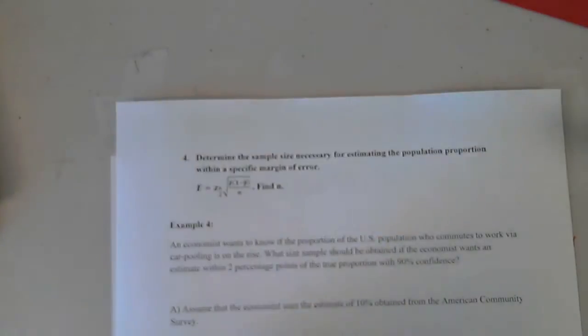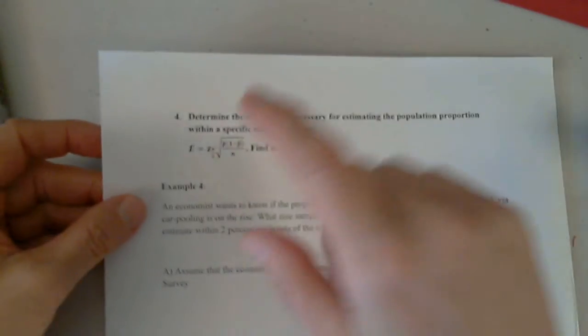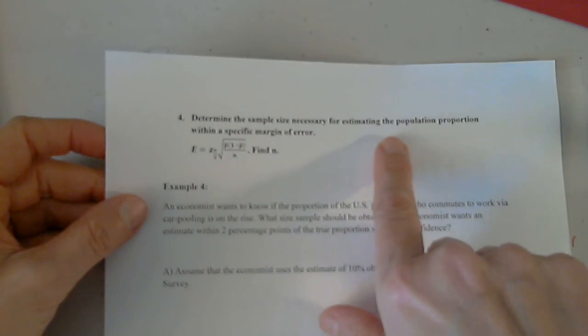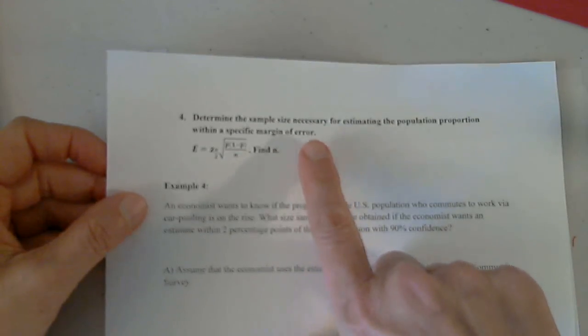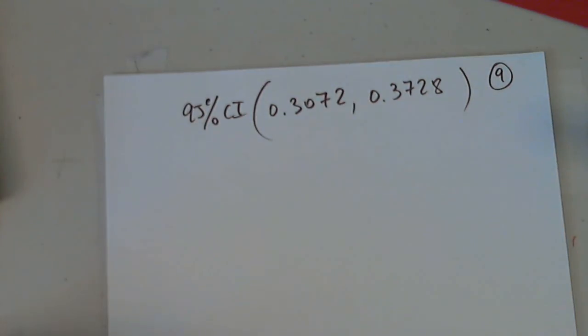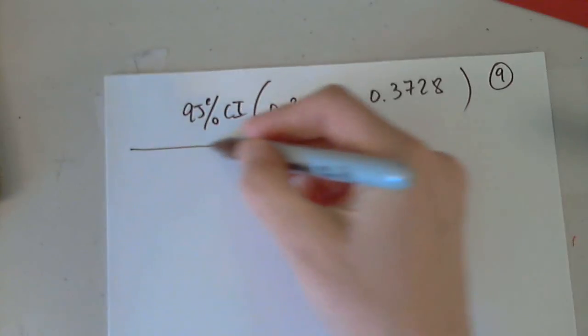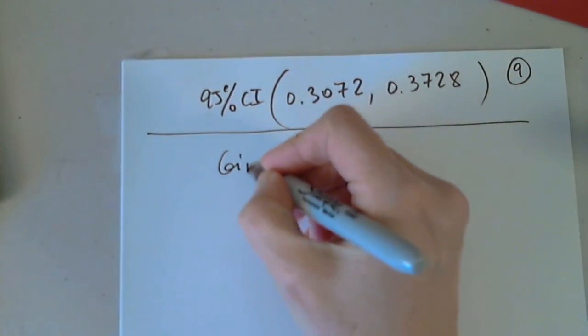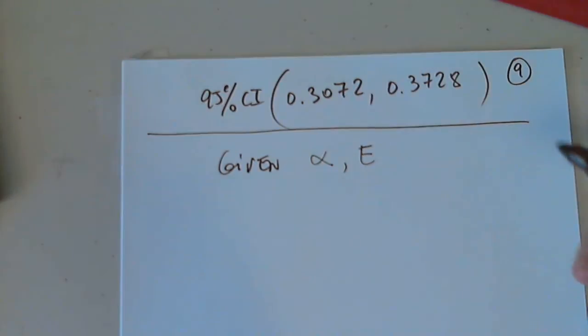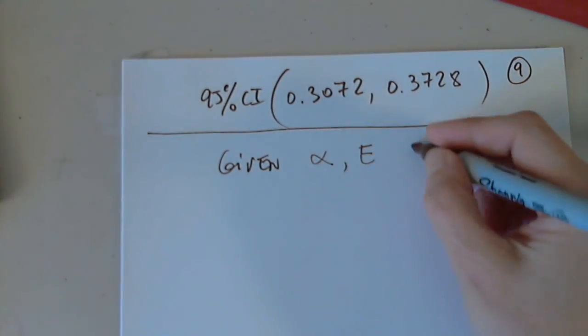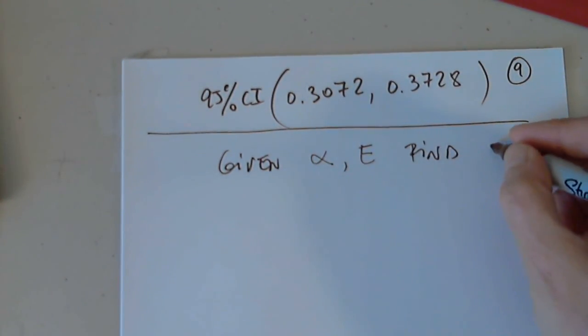Final item for today. Determine the sample size necessary for estimating the population proportion within a specific margin of error. Okay. So, given alpha and E, find the sample size n.